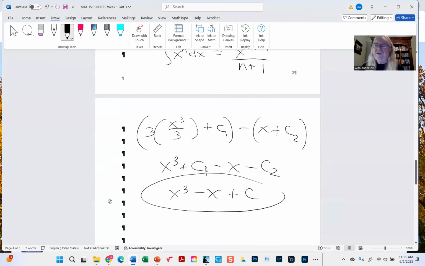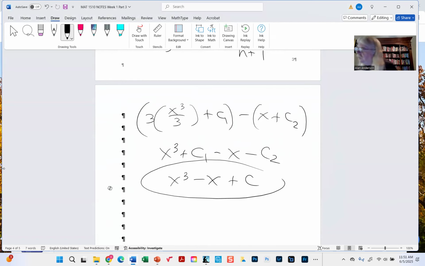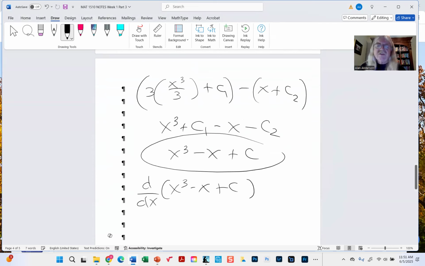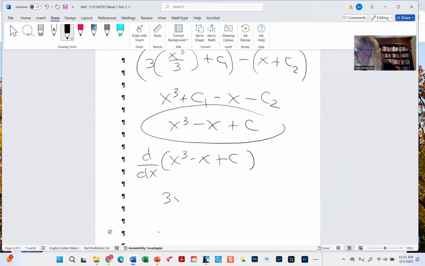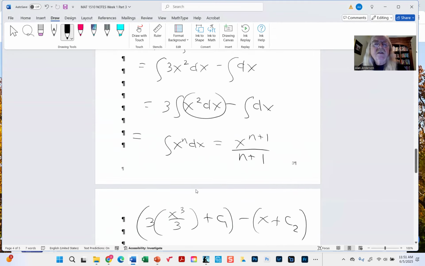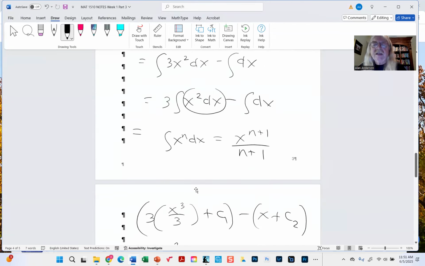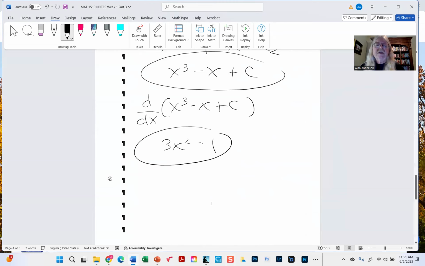Okay, and by the way, you can always double check these. If you were to differentiate this, which is what they're showing us in the next part of the slide, you'll see that it does in fact bring us back to the original function, 3x squared minus 1. Okay, good. That means we must have done it correctly. The constant is irrelevant. We know that it drops out, so it doesn't matter what the constant was.